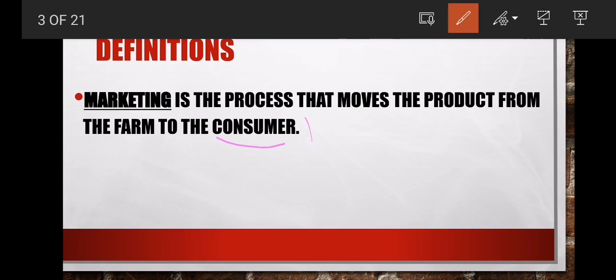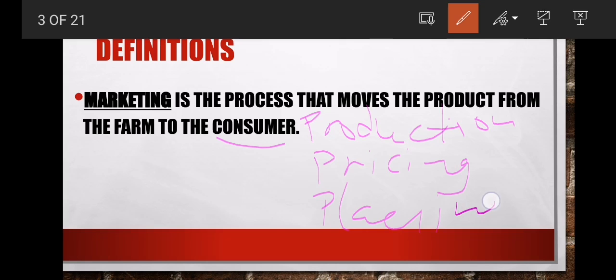It can involve a step of producing the product, which is production. It can involve a step of setting a price for the product, which is pricing. It can involve a step of distributing the product or transporting or placing the product. And then it can also involve a step of promoting the product, which is promotion. So we call this one marketing. We are saying it's a process of moving a product from the farm to the market or to the consumer.